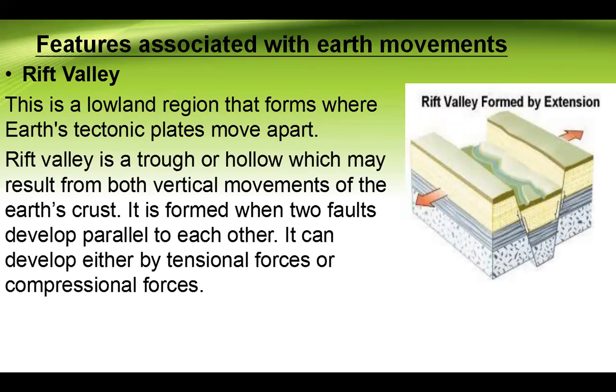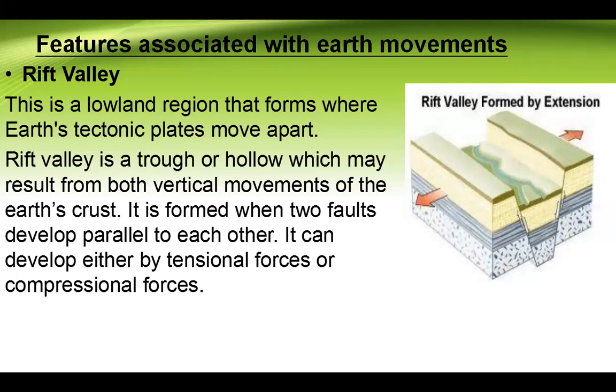The first one is Rift Valley. This is the lowland region that forms where Earth's tectonic plates move apart. So when these tectonic plates move apart caused by the tension forces, they form fault. Now those faults result in the Rift Valley. So a Rift Valley is a trough or a hollow which may result from the vertical movements of the Earth's crust. So it is formed when two faults develop parallel to each other.